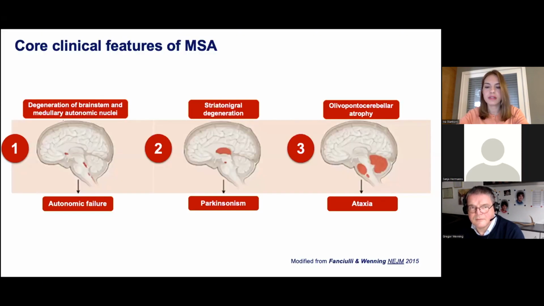I will talk today, as mentioned, about the shortcomings of the second consensus criteria for the diagnosis of multiple system atrophy. Autonomic failure, Parkinsonism, and ataxia are core clinical features of multiple system atrophy, and selective striatonigral and olivopontocerebellar neuronal loss and atrophy in these systems underlie the division into two motor phenotypes of MSA: Parkinsonian and MSA cerebellar type.